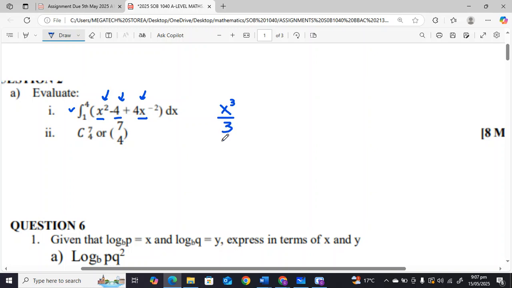You've added a 1 to this 2, right? You did x to the power 2 plus 1 over 2 plus 1, right? So your answer will come down to x to the power 3 over 3. Wonderful job, sir. What about the 4?